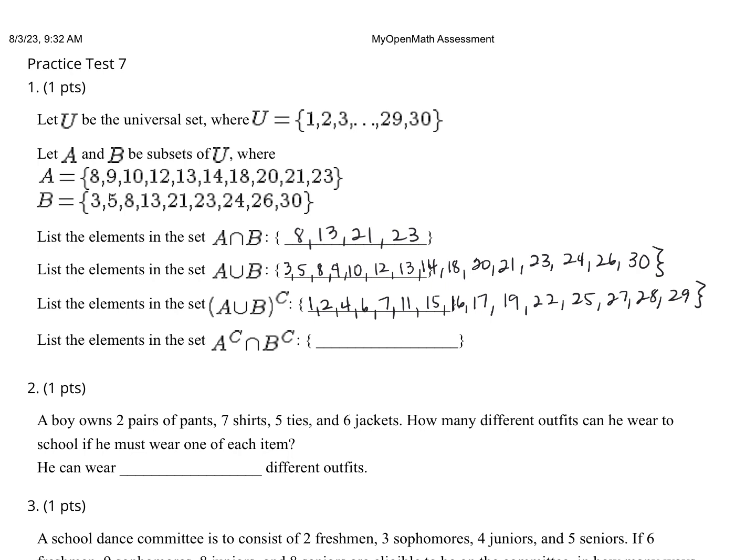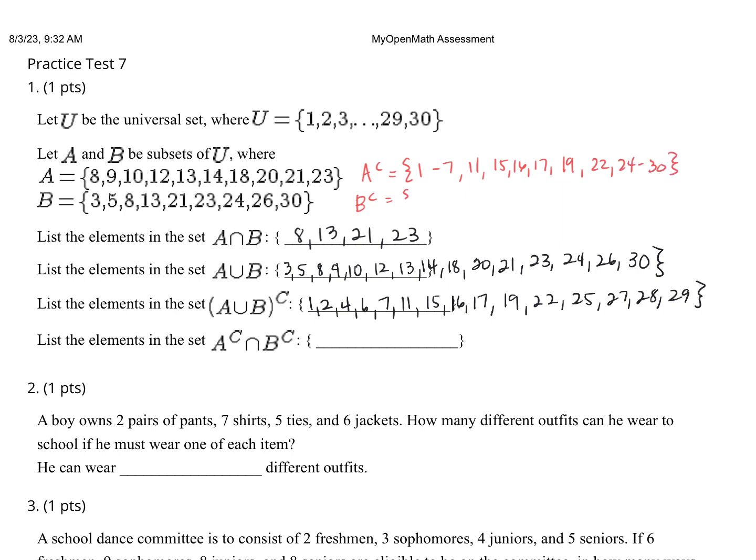Okay, and then finally, list the elements in the set, the complement of A and the complement of B. So this one we need to make the two sets appear first. So we're going to list everything that's not in A. So that would be 1 through 7, 8, 9, 10, 11, 15, 16, 17, 19, 22, and then 24 through 30.